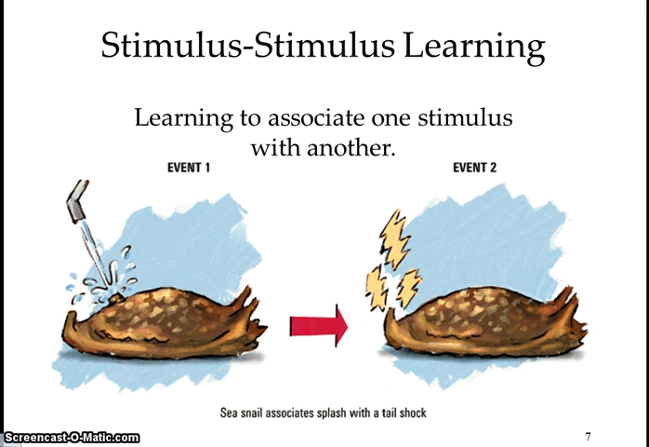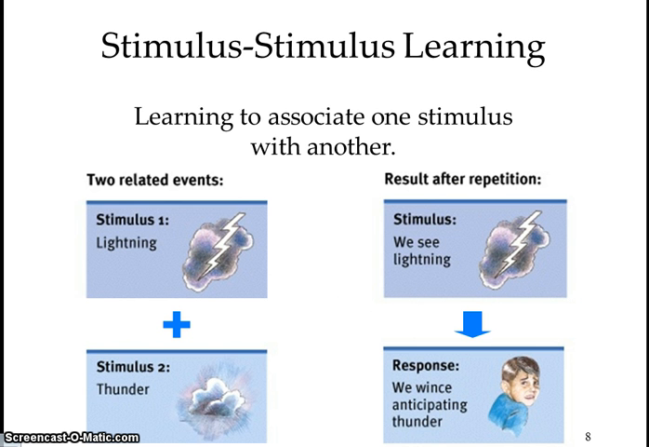So when we look at this snail, it's stimulus learning, right? Learning to associate one stimulus with another. If the snail gets splashed on its tail, there's a little shock that occurs. So it's learning splash equals shock, splash equals shock. That's stimulus learning.